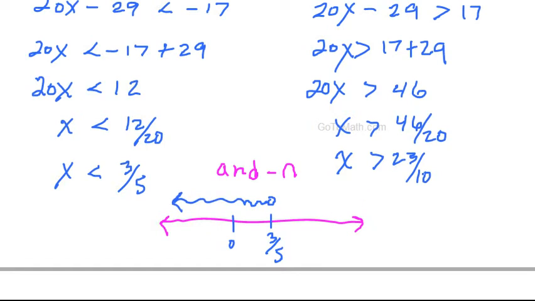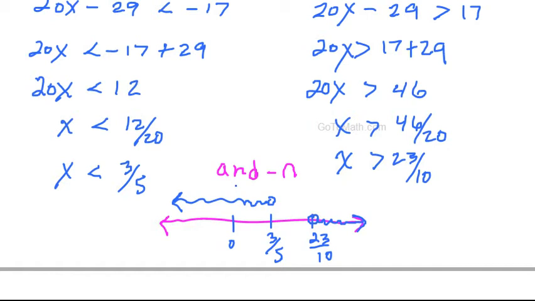Now 23 over 10 is going to be a little larger. We'll put that over here, and we'll put an open circle. I guess this is what we're going to do, we'll just put it here. So x is greater than 23 over 10, so everything going off in that direction there.